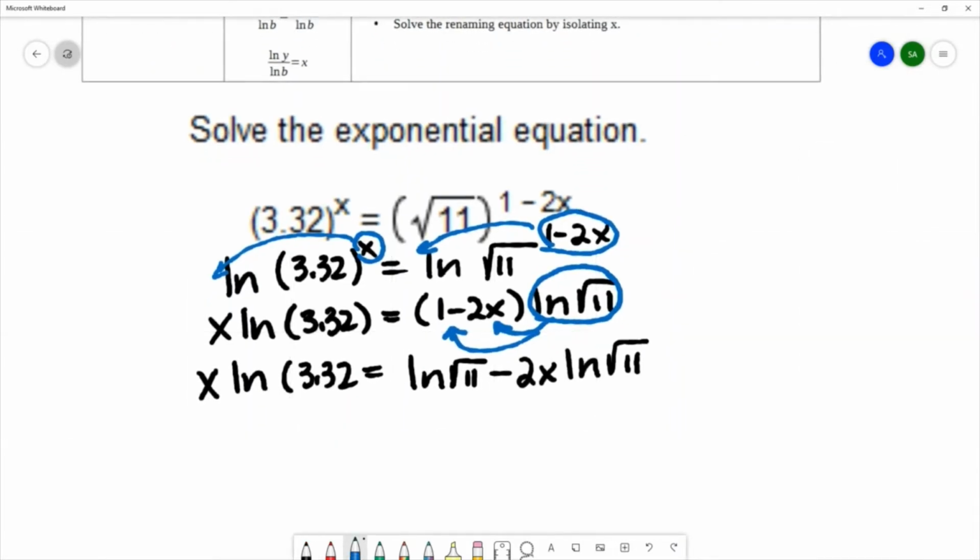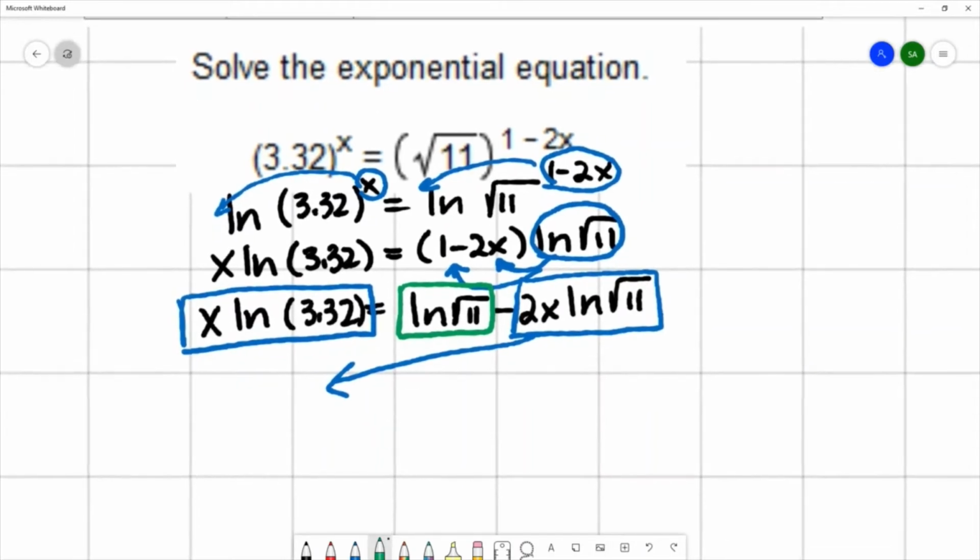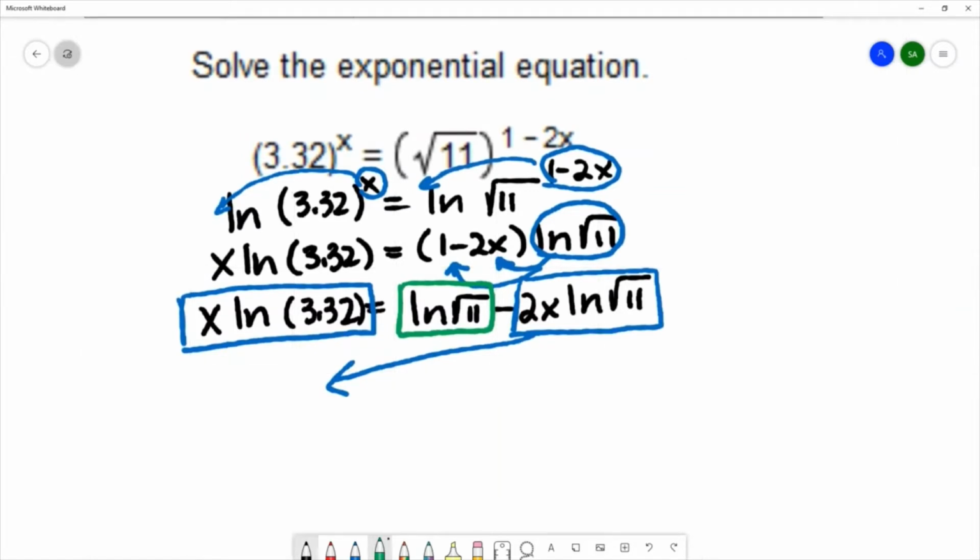Now I'm noticing that I have a term with x on the left and a term with x on the right. I want to collect the terms that have x onto one side of the equation, so I'll move this one to the left so the x's will be together. And I do have one term that doesn't have x in it, and I want that term isolated on one side of the equation. I'll leave that term on the right-hand side.